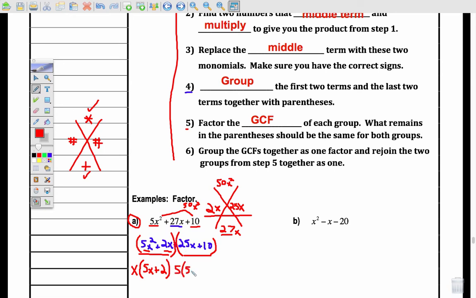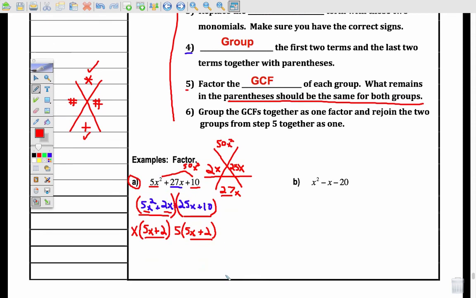Okay, 5 times 5x would give me 25x. 5 times 2 would give me 10. Okay, we factored that out. And this is what the step says. What's in the parentheses should be the same for both groups. So what's in the parentheses? 5x plus 2 and 5x plus 2. They are the same, so we know we did it right.